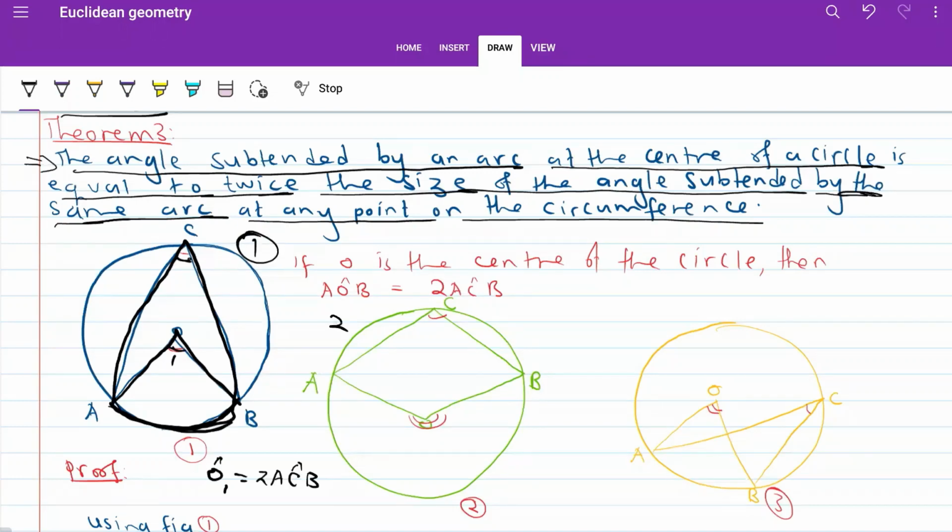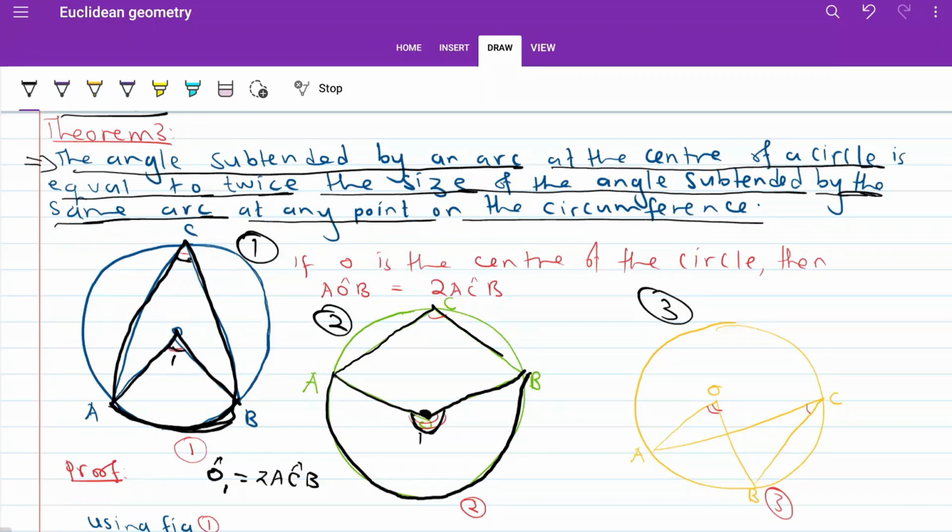Now these are the different illustrations: illustration 1, illustration 2, and illustration 3. With illustration 2, which is in green, the arc is actually subtending a reflex angle, meaning an angle more than 180, at the center, and then also subtends an angle at point C on the circumference. So still our angle at C should be a half of angle O1, or angle O1 should be 2 times the angle at point C.